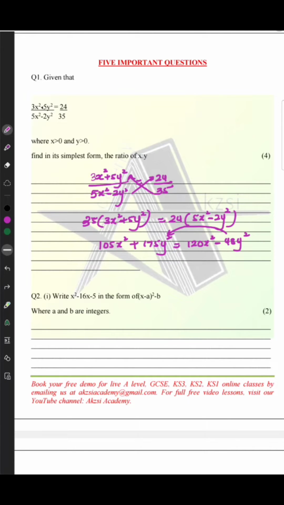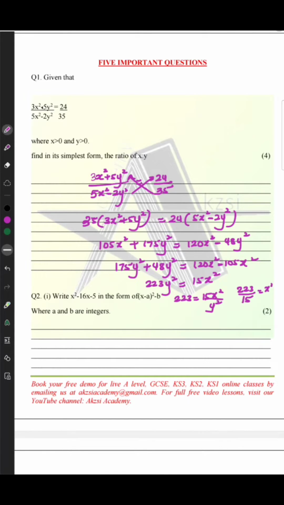So this will become 175y squared plus 48y squared, because I have transposed, so obviously the sign will change. And here 120x squared minus 105x squared. So that will give me 223y squared equals 15x squared. Finally, dividing both sides by y squared, 223 equals 15x squared over y squared. Divide both sides by 15. That will give me 223 over 15 equals x squared over y squared.